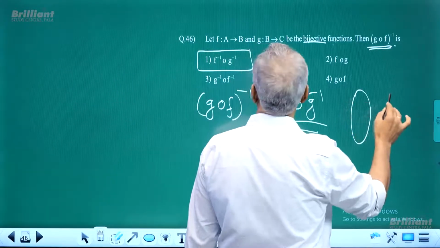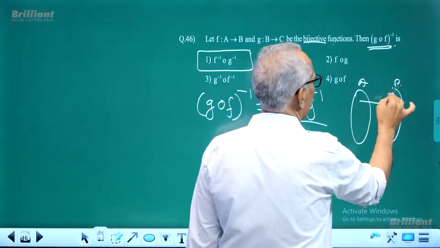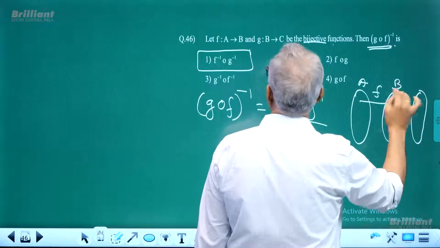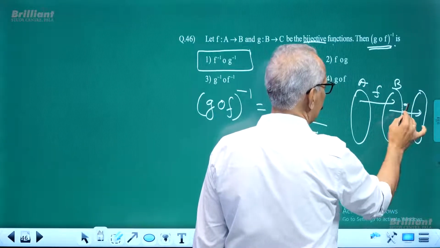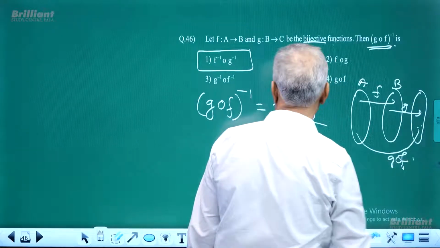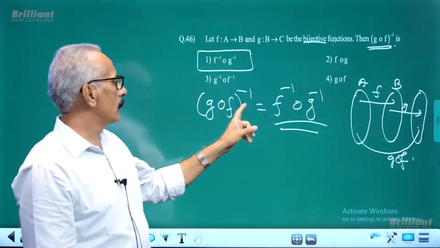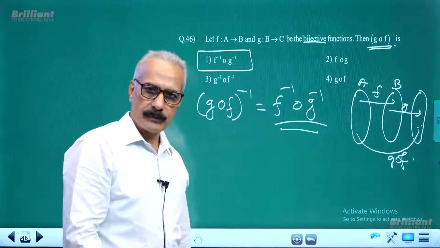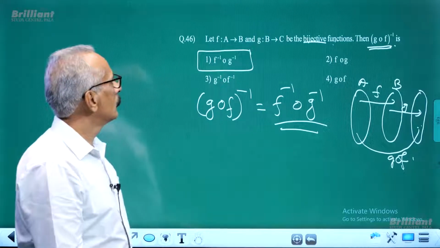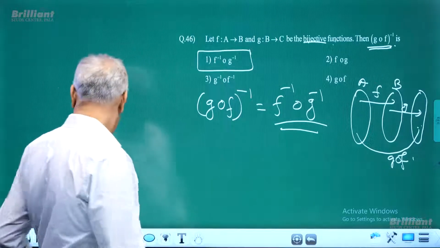Actually, this is A to B. This is A, B. This is F. Then there is C, B to C. This is your G. And this is called what then? G O F, the composite mapping. So G O F inverse is equal to F inverse O G inverse. Reversal law. This rule we have to remember. Next.